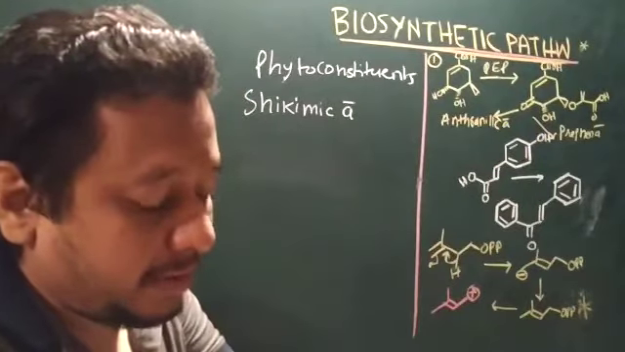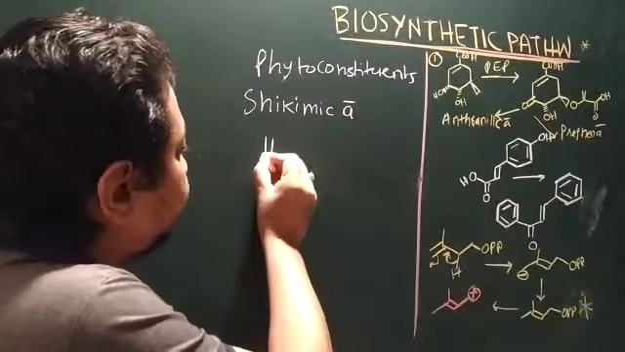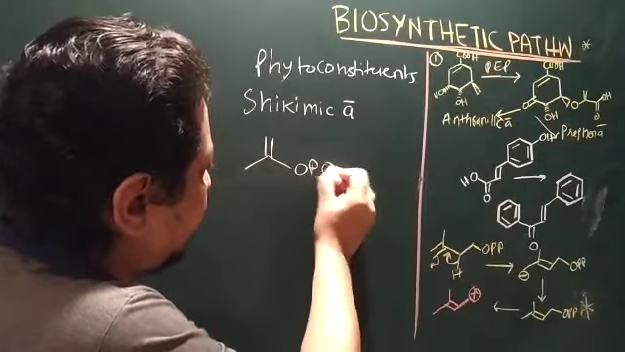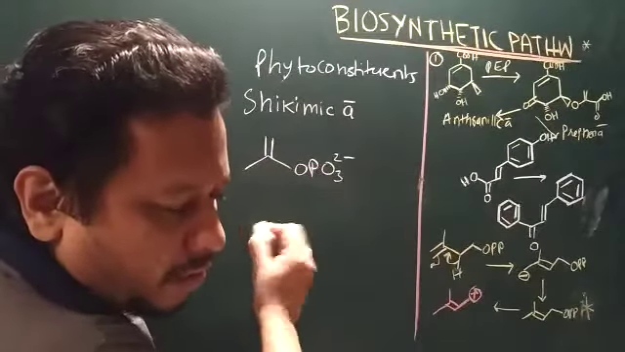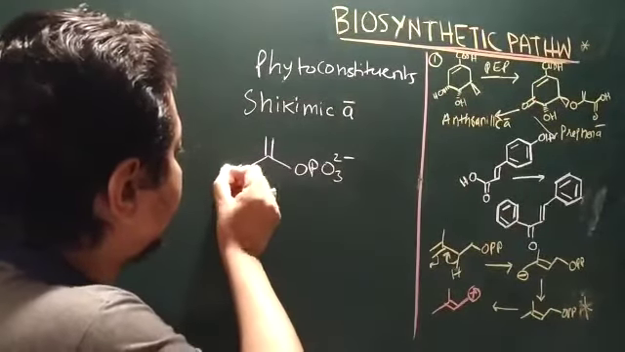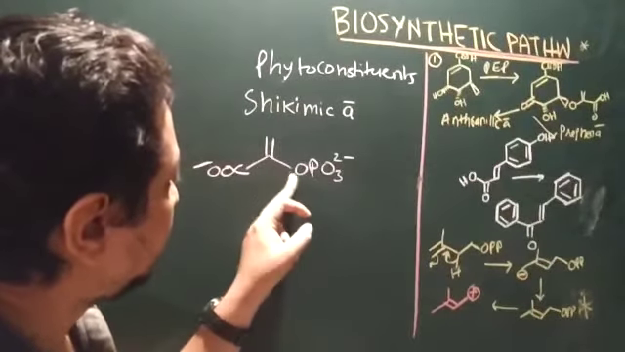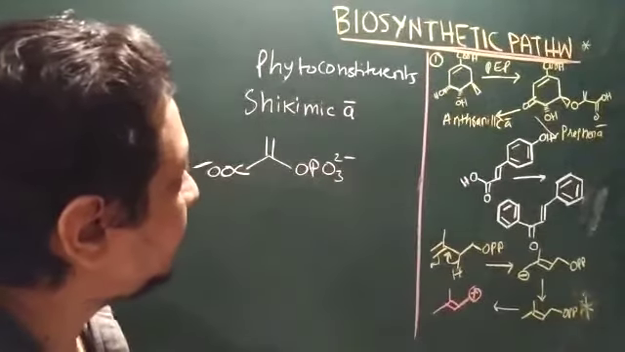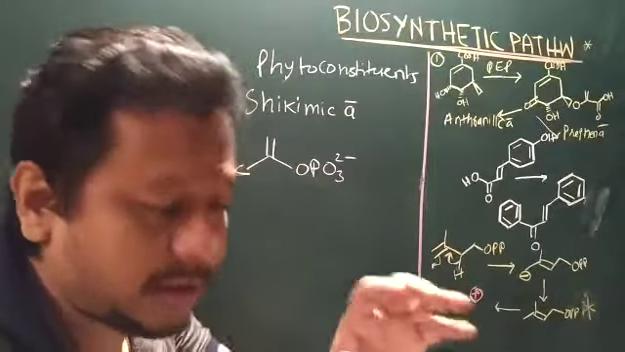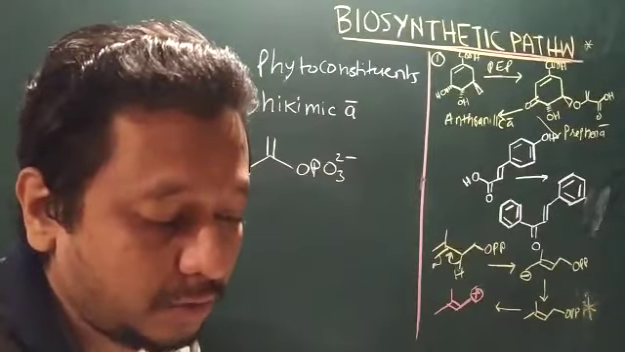So how does the shikimic acid pathway start? It starts with phosphoenol pyruvate. That is very important. Phosphoenol pyruvate, you have a phosphate group, PO3 minus, phosphoenol. So that means you have PEP, phosphoenol pyruvic acid, this is the enol. So PEP is the first, you can say, starting material, which combines with erythrose 4-phosphate to give 3-dehydroquinic acid.